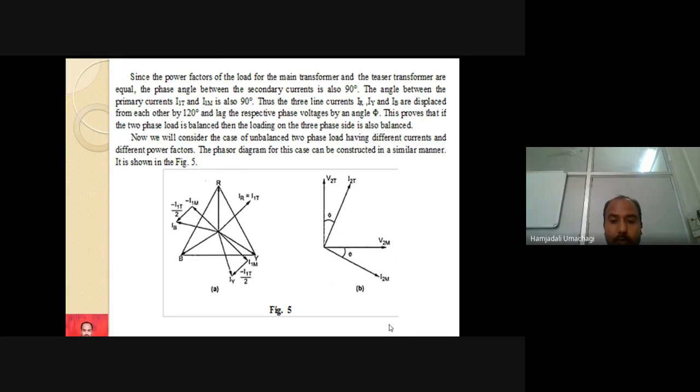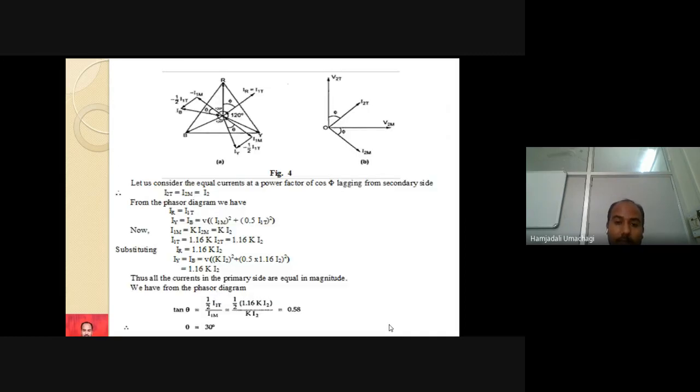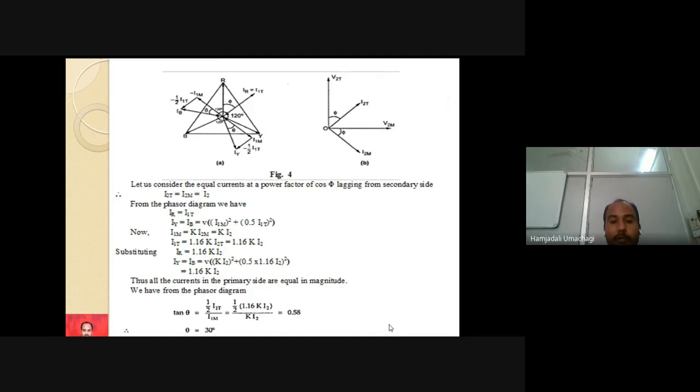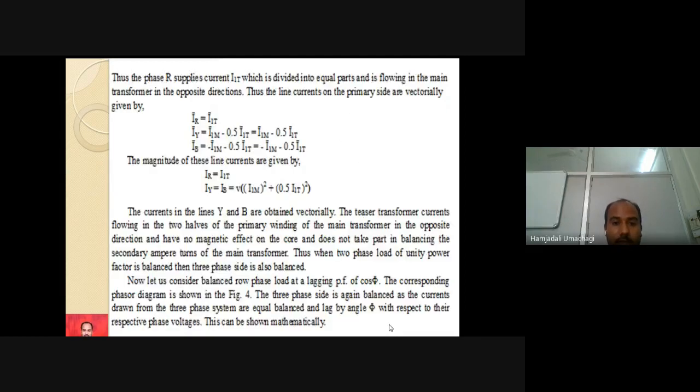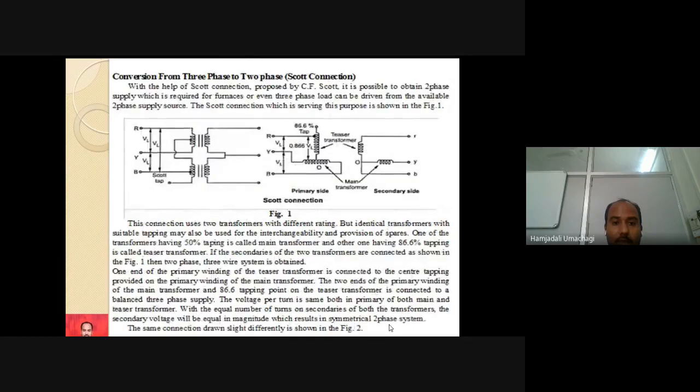Based on this same concept, you are going to conduct an experiment in the electrical machines laboratory, that is the Scott connection. You are having an experiment on this Scott connection, where we are going to obtain a three-phase to two-phase power supply. Okay, all of you go through this Scott connection concept.